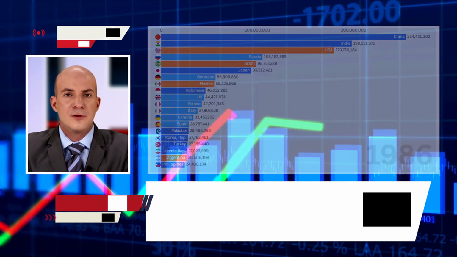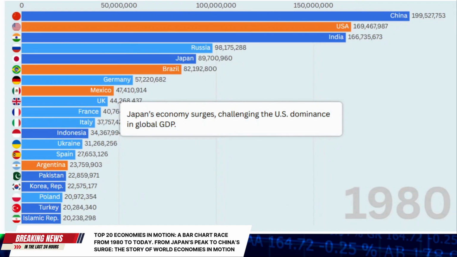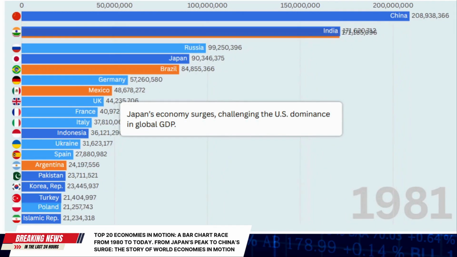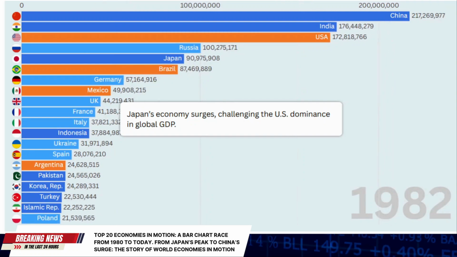And that's how you can create a dynamic bar chart race video using Flourish. It's simple, effective, and works beautifully.